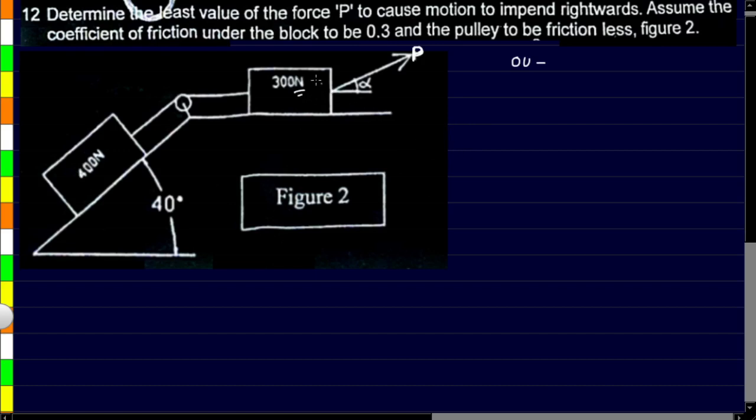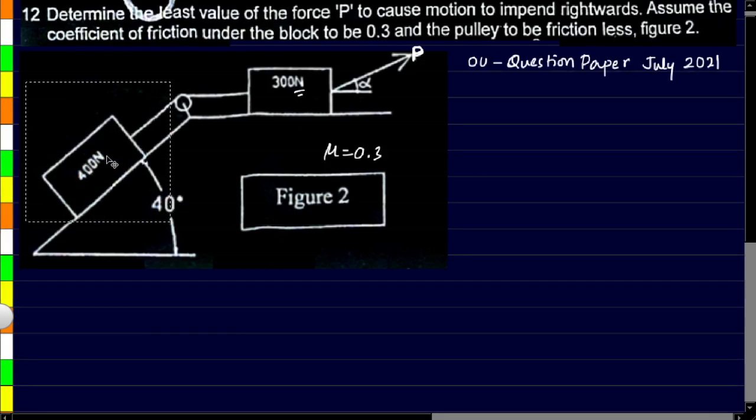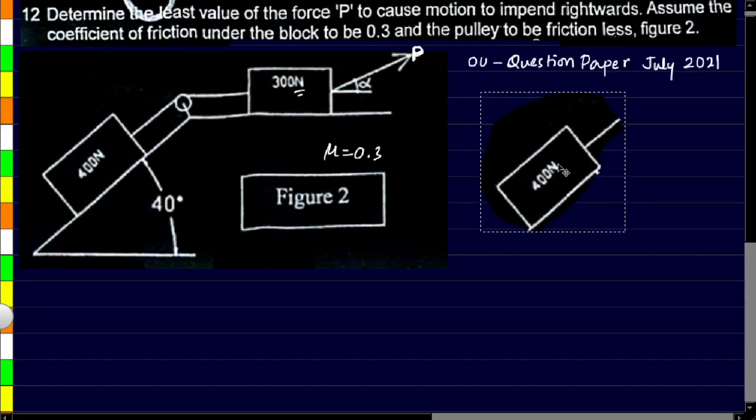And the friction between the two blocks has been given as 0.3, so the mu value has been given as 0.3. So let's go ahead and solve this. First we'll have to draw a free body diagram of this block over here. Now the forces acting on this block are this force, which is the tension in the thread.